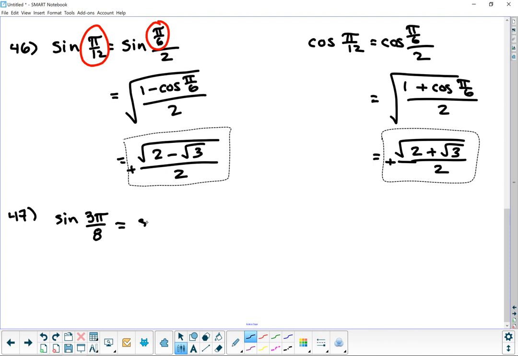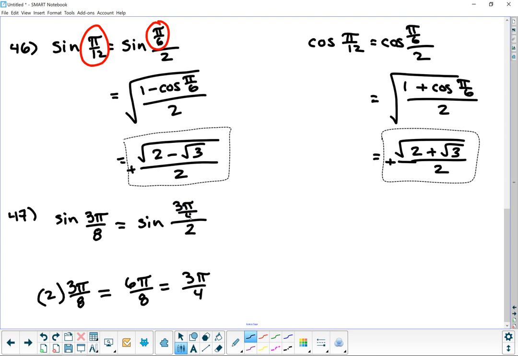Which means I need to do sine of what, over 2, right? So again, using Mazel's method, 3 pi over 8, and I want to double that. That will be 6 pi over 8. And if I divide each one by 2, I will get 3 pi over 4. All right, so that's what I'm using. So sine of 3 pi over 4, over 2.